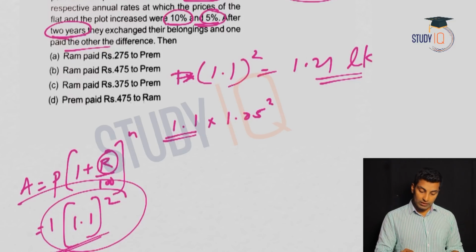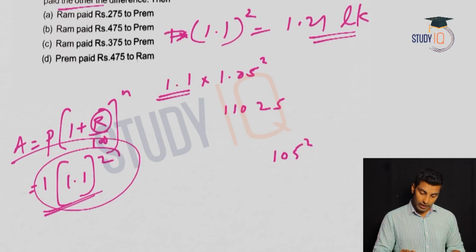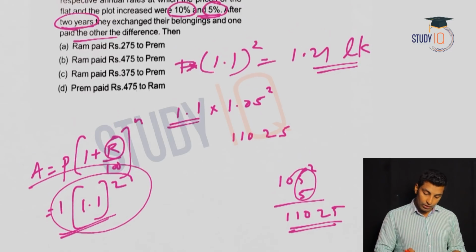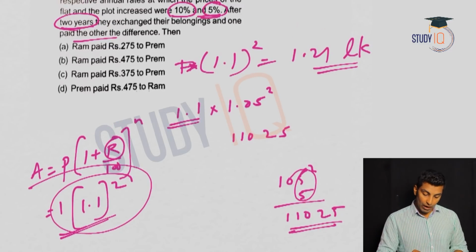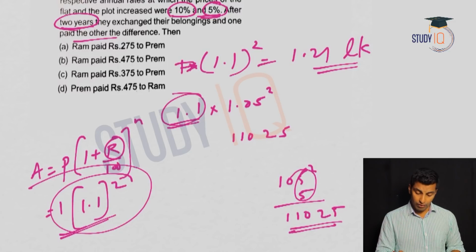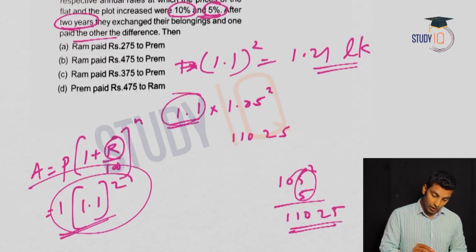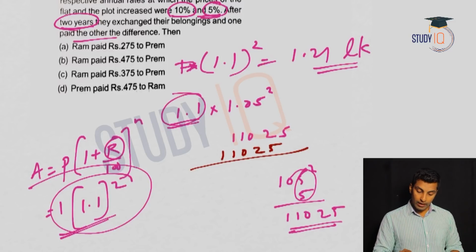And 1.05 squared, how will you find the square faster? This is 1.1025. How do you get it? How do you get this 110? You add the extra 5 to 105 and you get 110. Take the square of 5, 25. So 11025. Now 1.1 and 11025, how will you multiply? Just put one more 11025 shifted, so you get 121275.